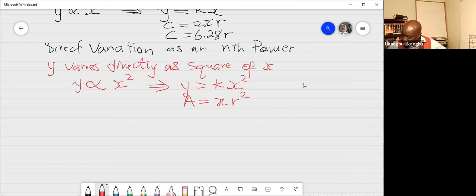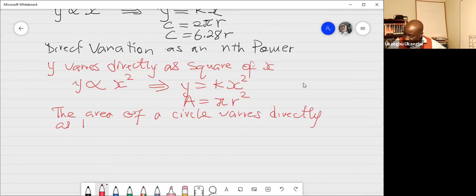So let's write it down. The area of a circle varies directly as the square of its radius. A circle, or you can say one circle.